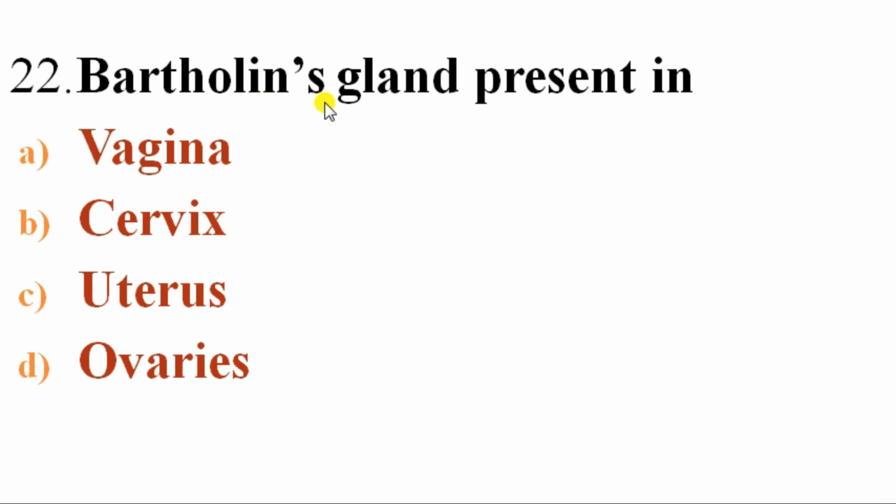Next question. Bartholin's gland is present in options A. Vagina, B. Cervix, C. Uterus, D. Ovaries. Answer is A. Vagina. Bartholin's gland is present in vagina. Bartholin's gland is located beside the vaginal opening, which secretes a thick fluid that supplies lubrication for intercourse. So the Bartholin's gland is present in the vagina.